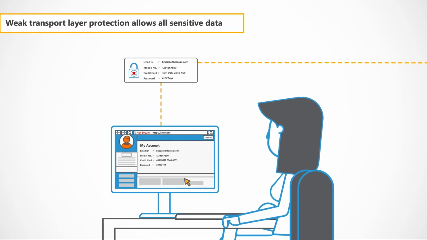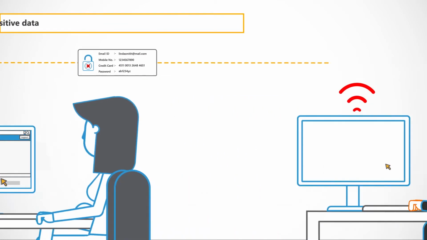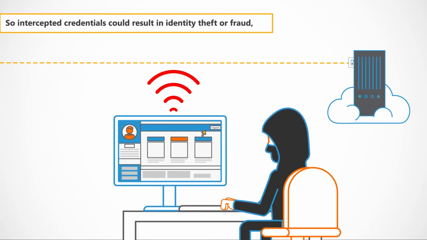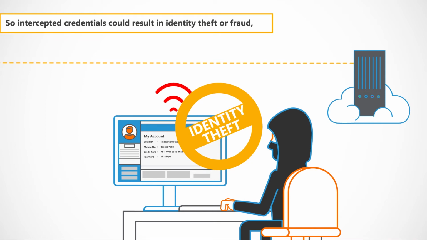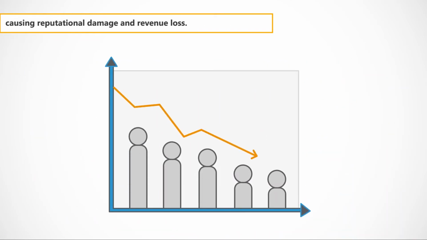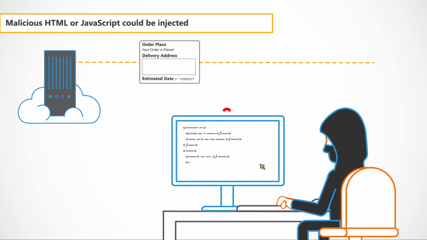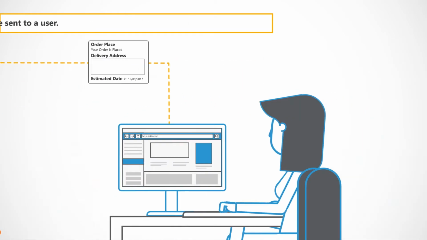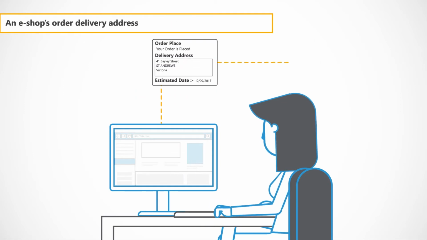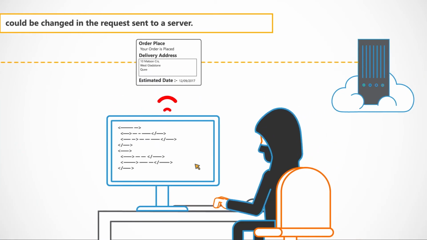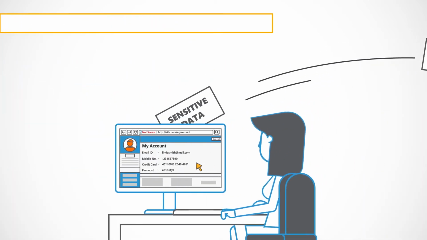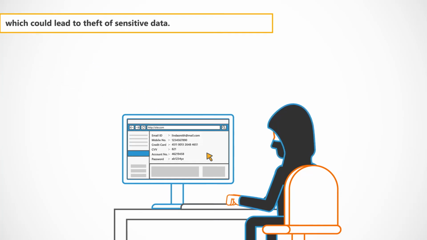Weak transport layer protection allows all sensitive data sent over the network to be read and modified. So, intercepted credentials could result in identity theft or fraud, causing reputational damage and revenue loss. Malicious HTML or JavaScript could be injected into the markup of the response sent to a user. An eShop's order delivery address could be changed in the request sent to a server. And weak certificates can lead to phishing attacks, which could lead to theft of sensitive data.